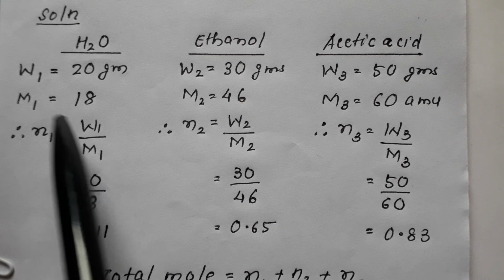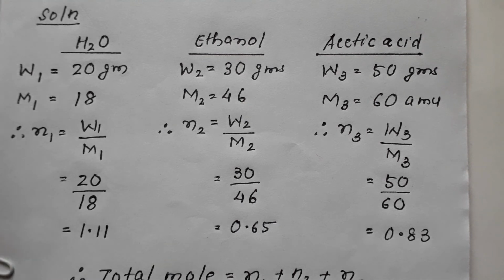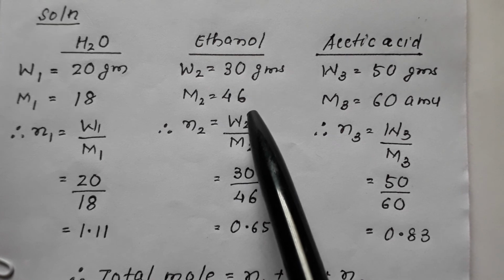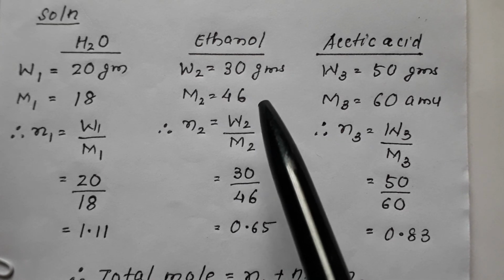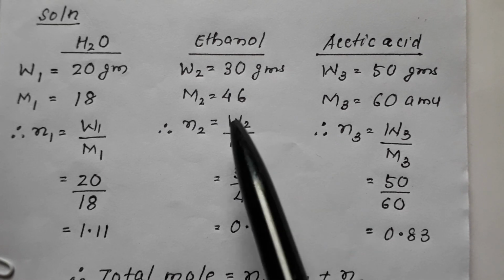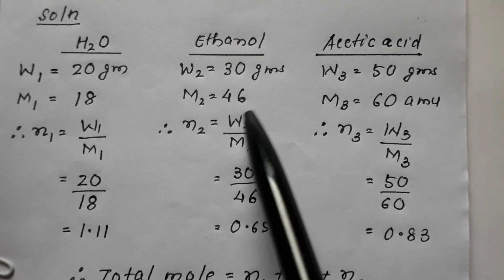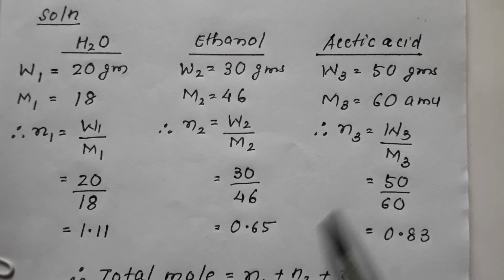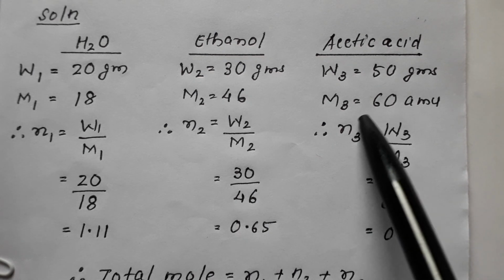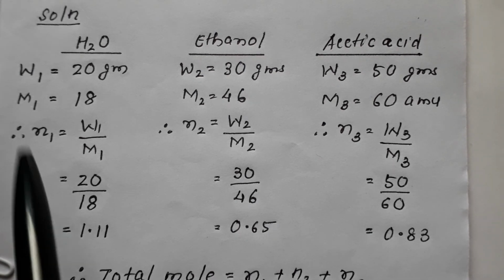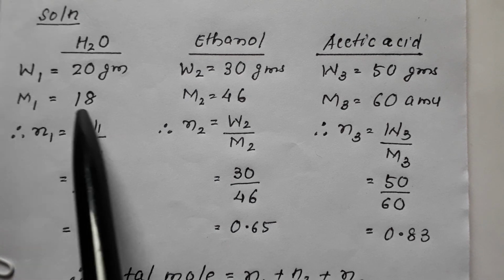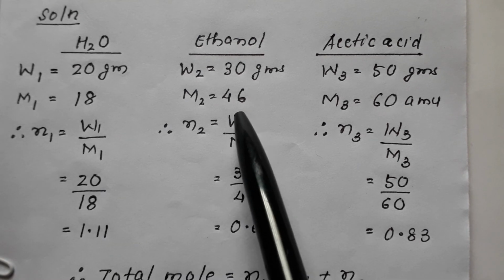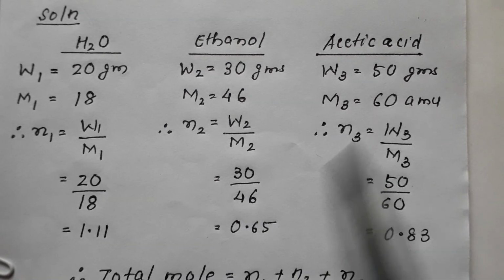Now the molecular weight of water, as we know, is 18. The molecular weight of ethanol, C2H5OH, is 46, whereas for acetic acid the molecular weight is 60.